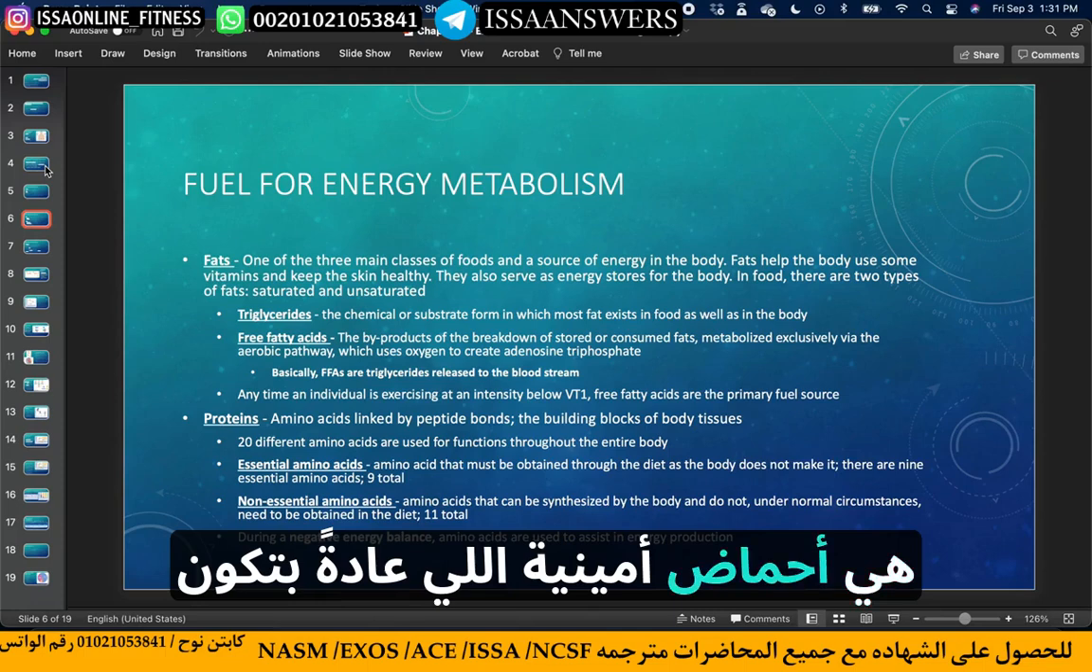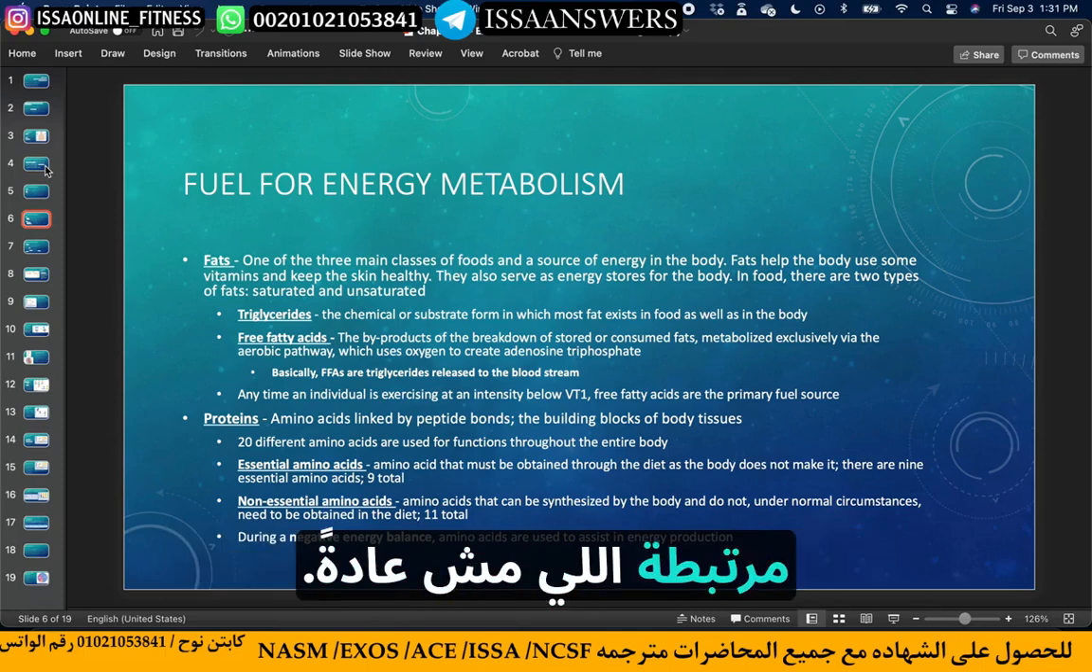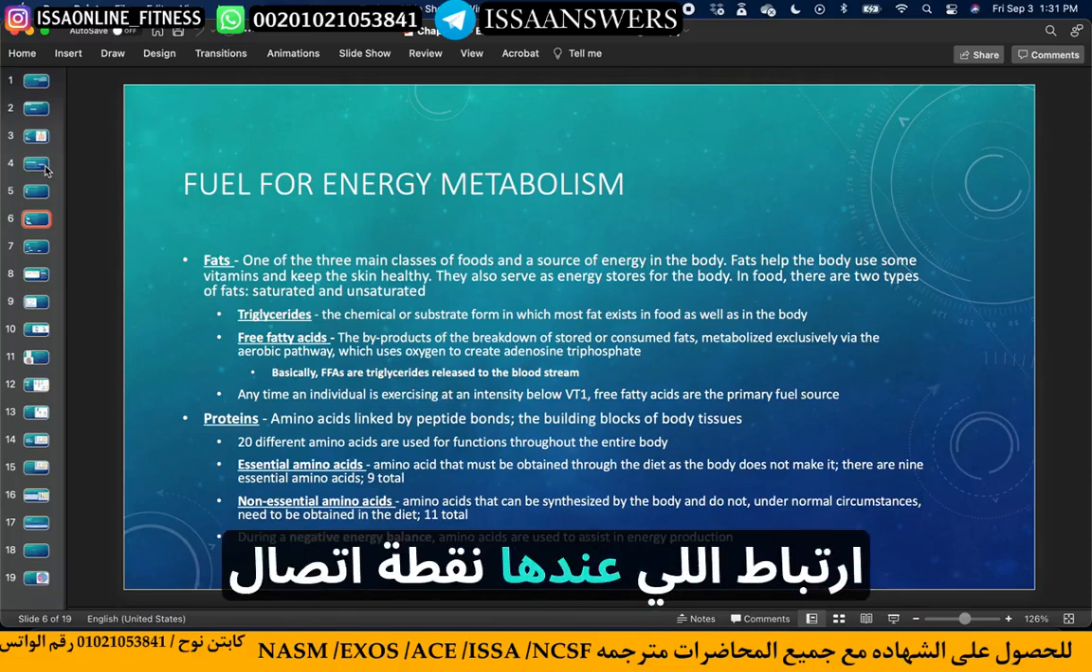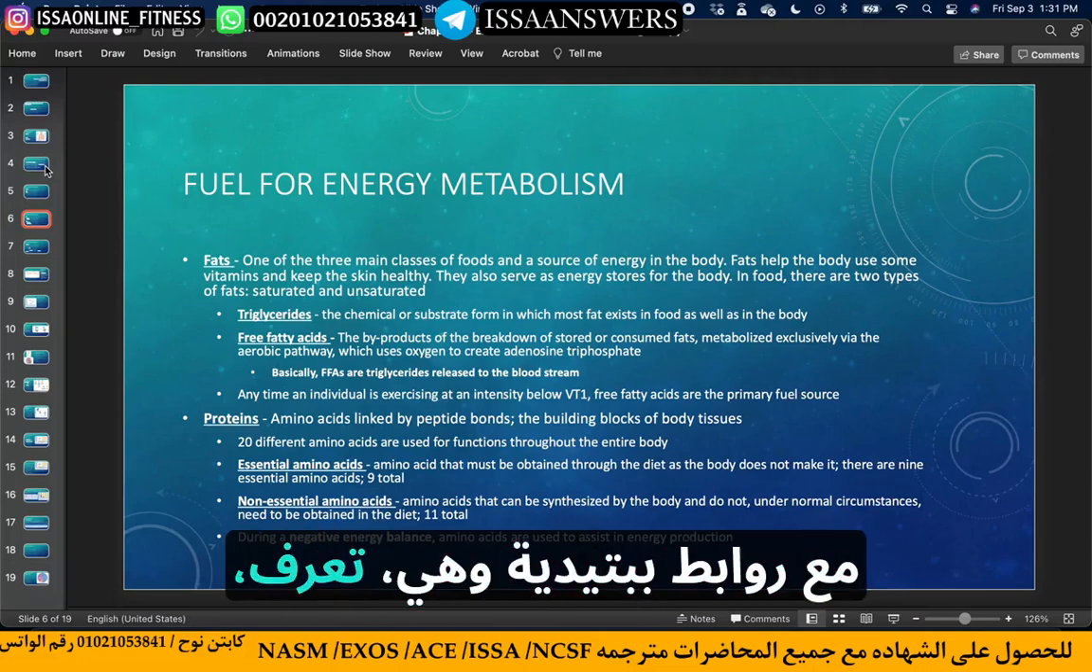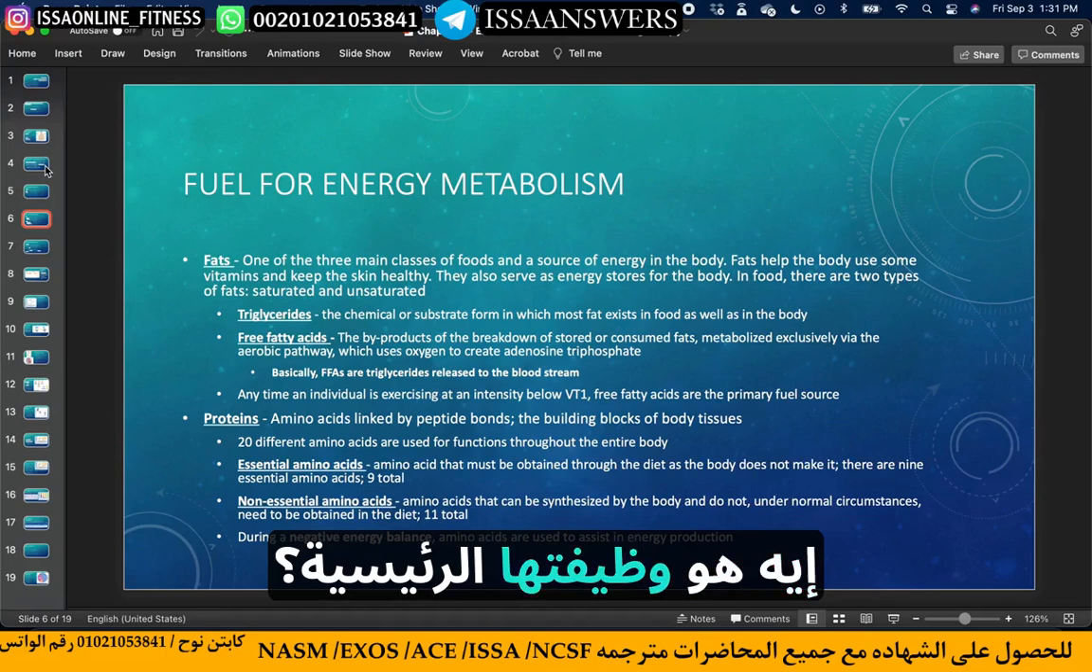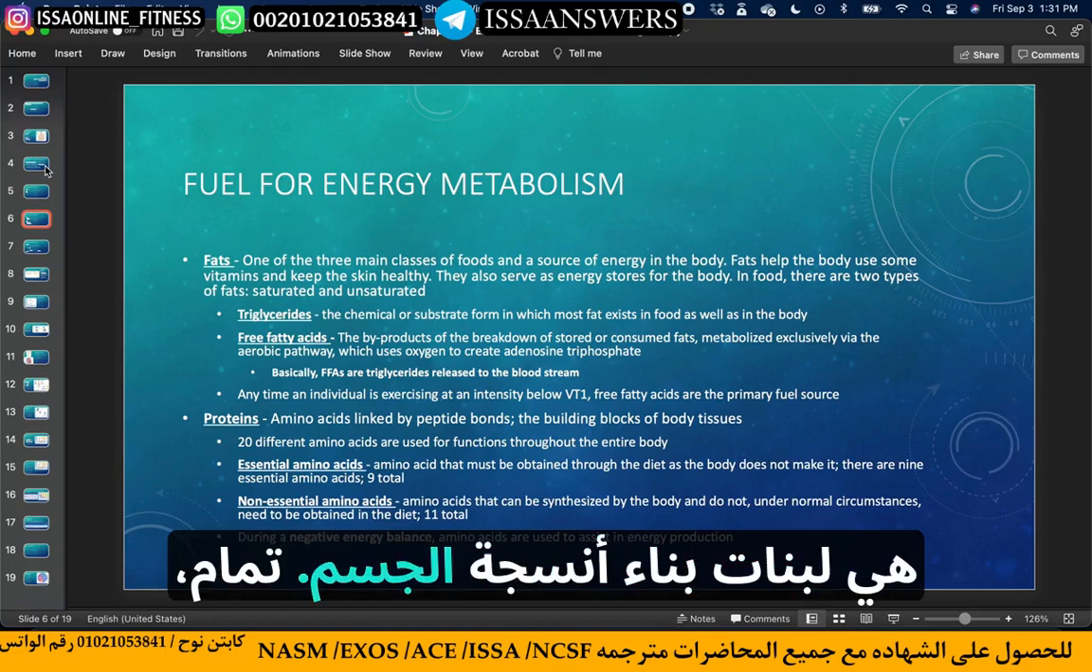Proteins, on the other hand, are amino acids that have a linkage, a connection point, with peptide bonds. And again, what's their main function? They're the building blocks of body tissue. All right, we know that.